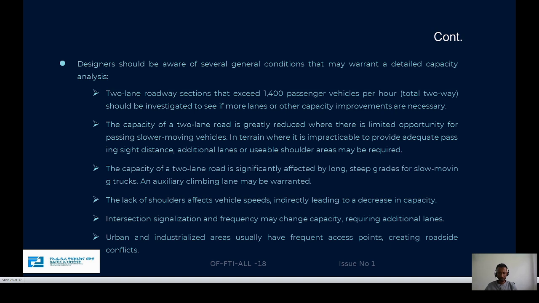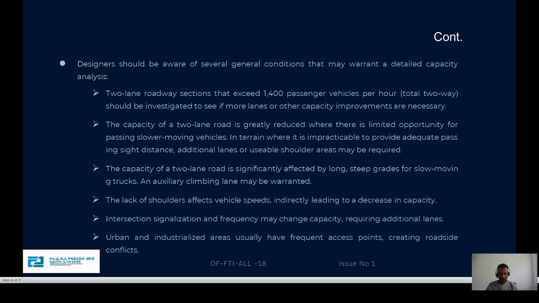The capacity of 2-lane roads is also significantly affected by long steep grades for slow moving trucks, where an auxiliary or climbing lane is warranted. The lack of shoulders also affects vehicle speed and indirectly leads to a decrease in capacity. If we provide shoulders, the speed will increase, so the capacity will also increase.